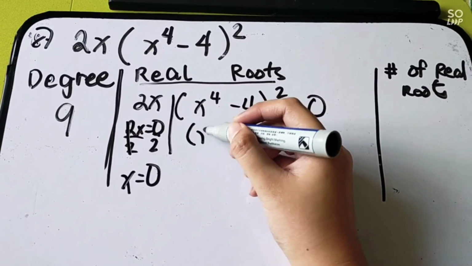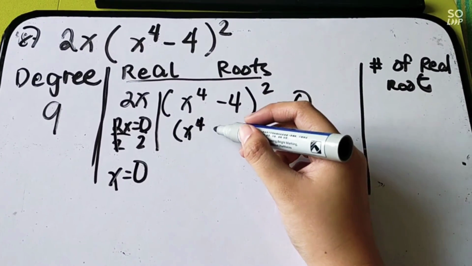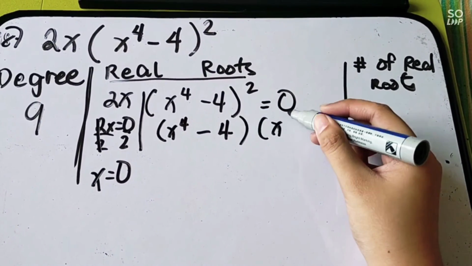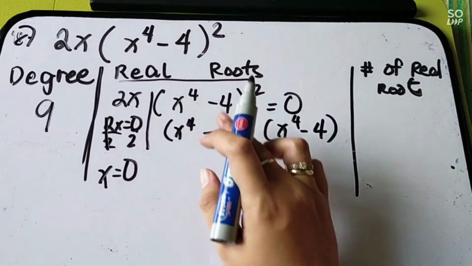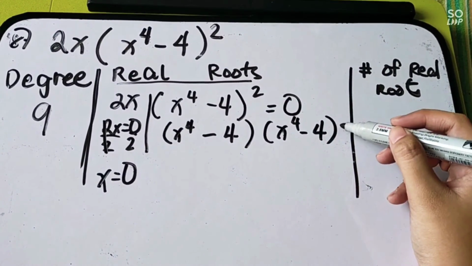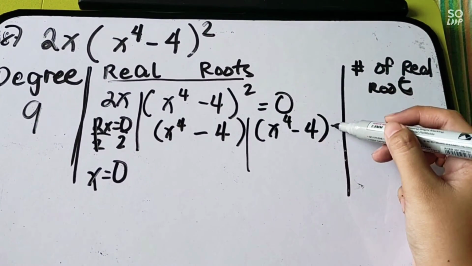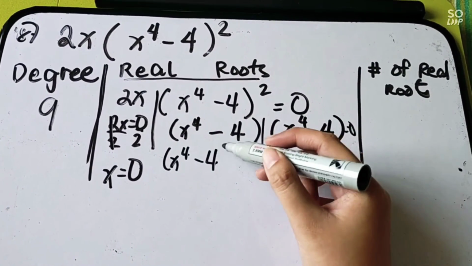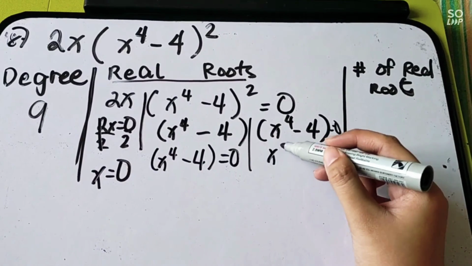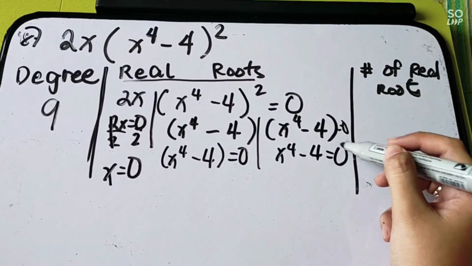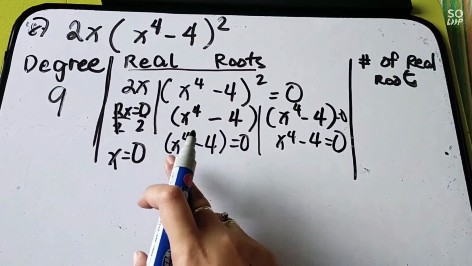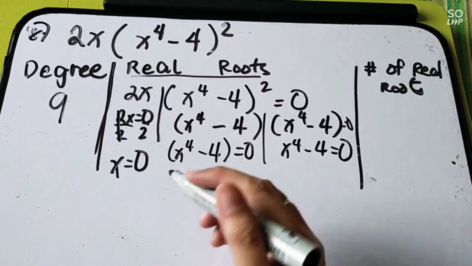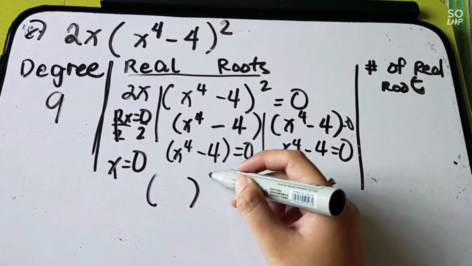So, this one, kailangan 8 makuha natin. Meaning, dalawa to. X raised to 4 minus 4. Okay? Tapos yung isa pa. X raised to 4 minus 4. Yan. Dalawa means exponent of 2. Then, equate natin siya sa 0. Parehas. So, x raised to 4 minus 4 is equals to 0. So, ito, perfect square, then another perfect square. So, difference of 2 square. So, pwede natin kuhanin yan.